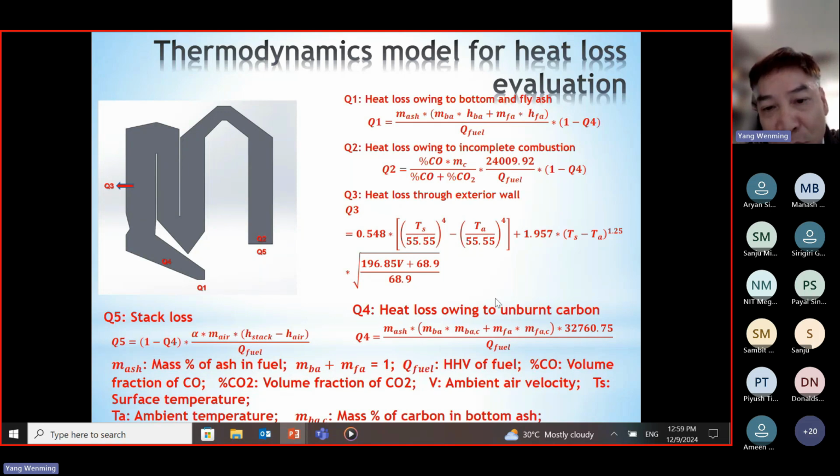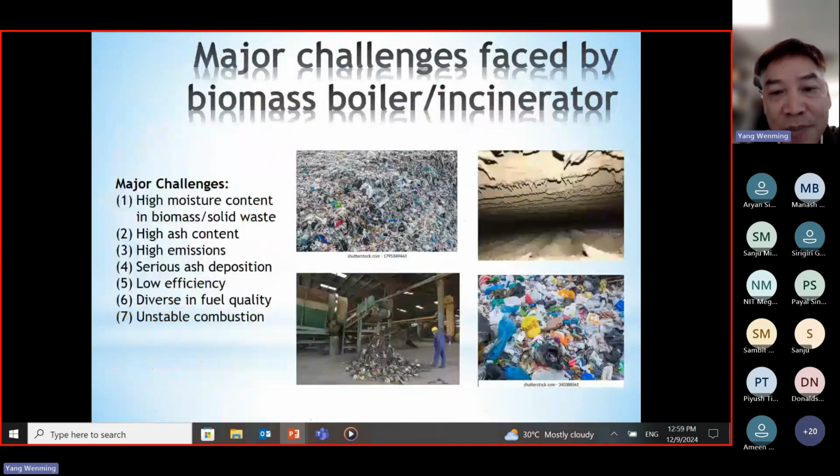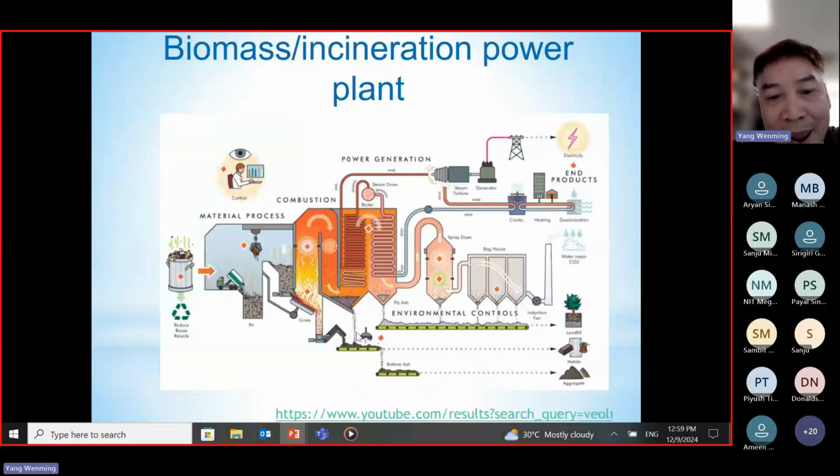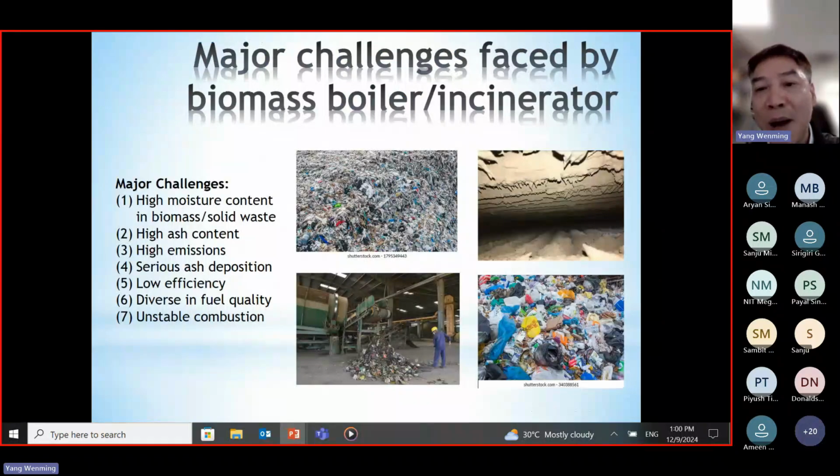The fourth one is the heat loss owing to unburned carbon, which is contained in the bottom ash and the fly ash. When the bottom ash and the fly ash are discharged from the boiler system, they still contain carbon. Thereby we also lose energy, correct? Because this is an incomplete combustion process, incomplete carbon conversion.